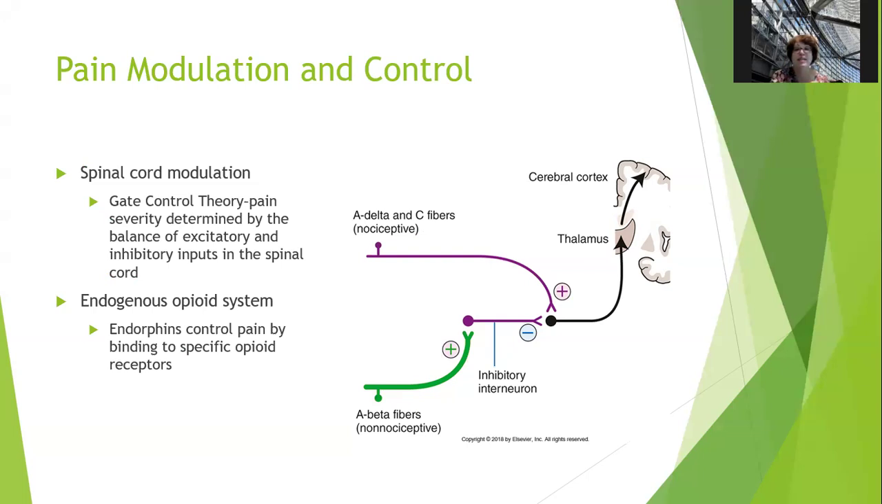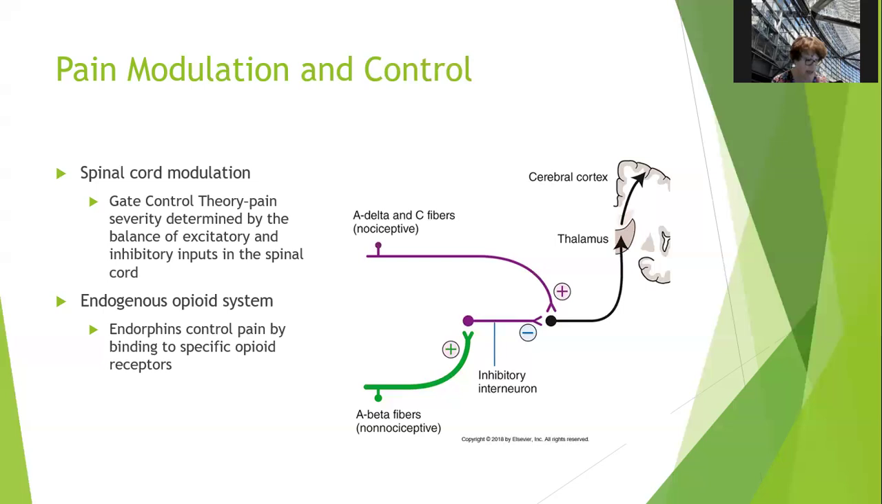So if we send some inhibitory inputs by stimulating A beta fibers, by doing soft tissue mobilization or electrical stim or heat or ice or getting in the water, that stimulates that inhibitory neuron and keeps the pain from going up the spinal cord to the brain. So that's our gate control. So we basically close the gate by stimulating that inhibitory interneuron, and we don't let pain go up to the brain. That's the ascending control.